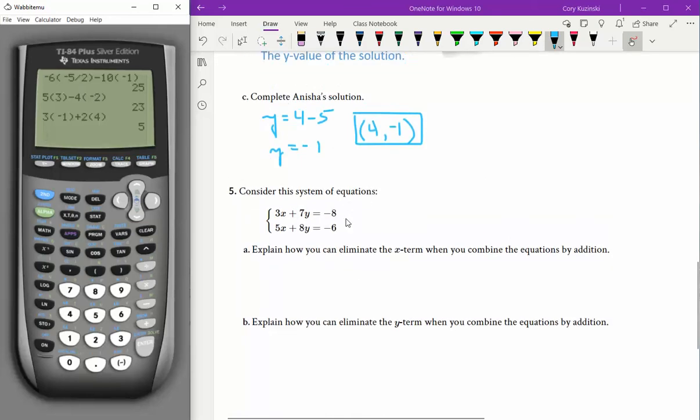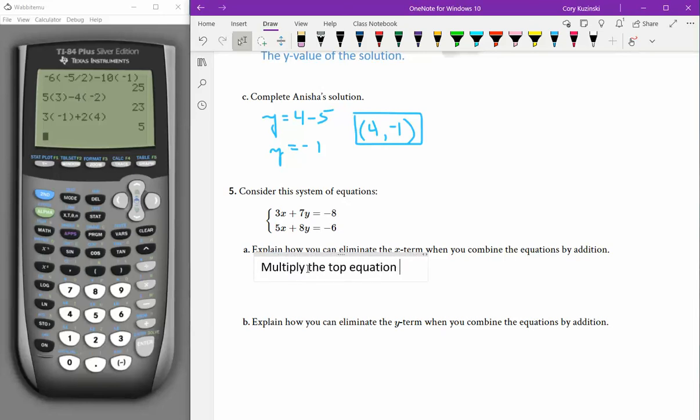All right, we got this system of equations. Explain how you could eliminate the x term when you combine the equations. So we would want the x terms to be opposite. So I would think the least common multiple of 3 and 5 would be 15. So here's what I'll say. Multiply the top equation by, let's do it by -5. That'll give us a -15x. And the bottom equation by 3. That would give us a +15x. Now we could multiply the top equation by +5, but then we'd have to multiply the bottom equation by -3.